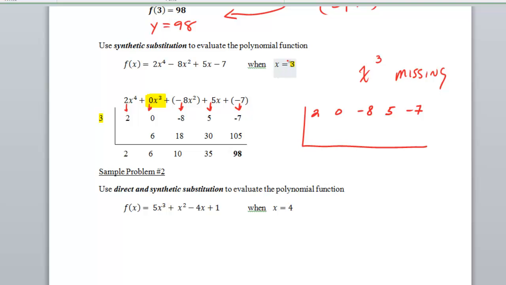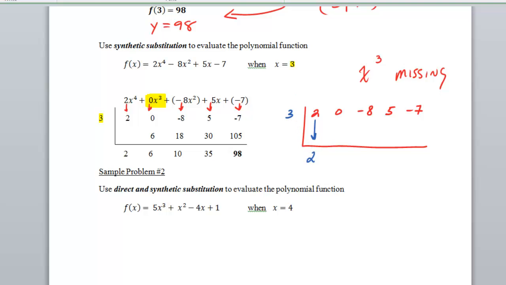I'm evaluating this problem for 3. So I'm going to put the little 3 out here. And that's important because that's the number we're going to be using all the way across this in synthetic substitution. So the very first step for me is to just take this 2 and drop it down outside of the box. Now anything that we have below this line is going to be multiplied by our 3.